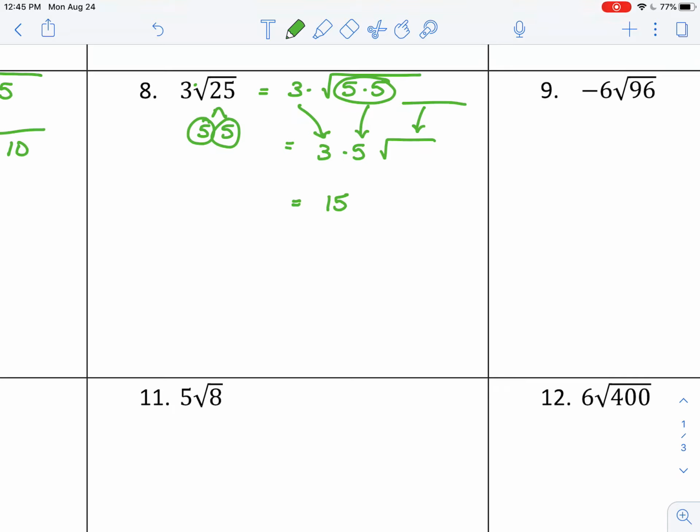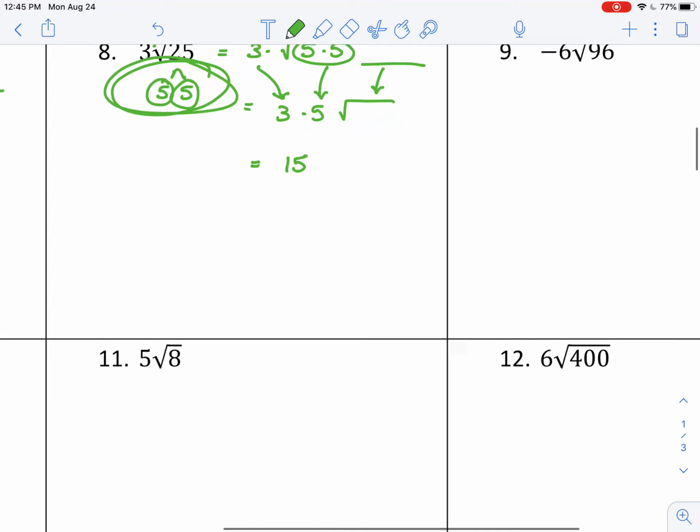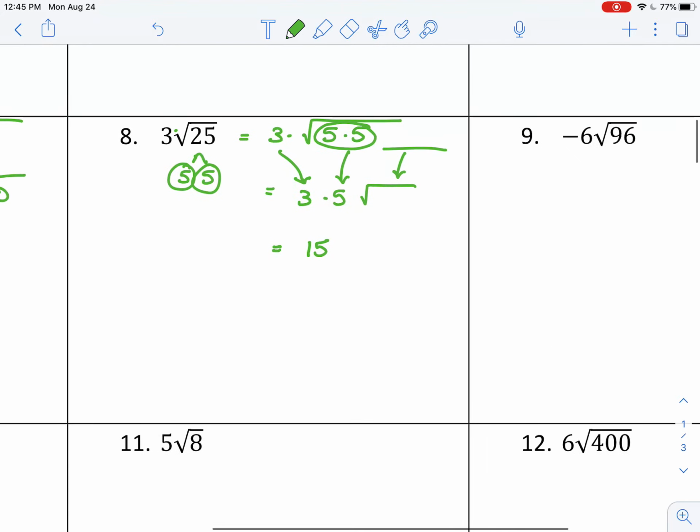Sometimes it simplifies completely. And I also want to point out, if you had noticed at the beginning of this problem that you know the square root of 25, you absolutely can jump straight to this step. You don't have to do this work. A lot of teachers are not going to be doing that work. But I want to show you that this process of finding perfect squares works for every problem, even ones that already are perfect squares.